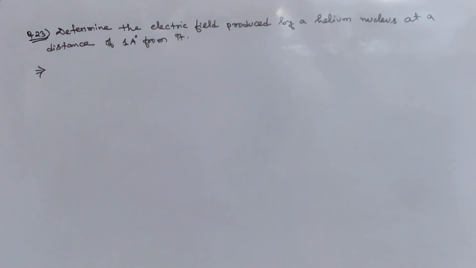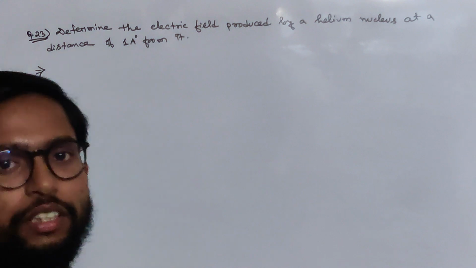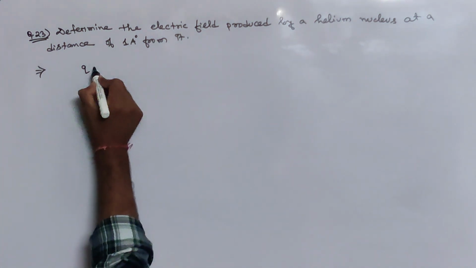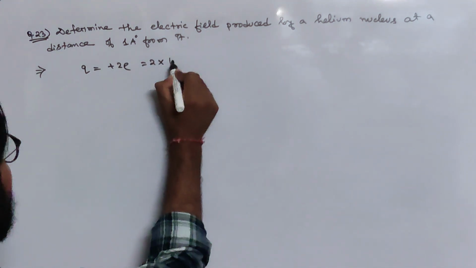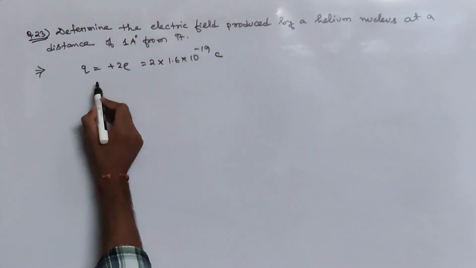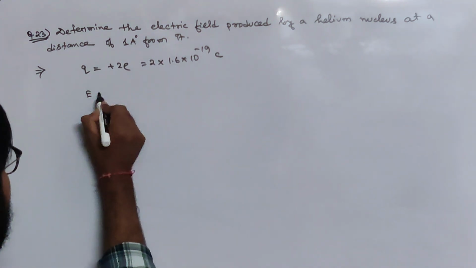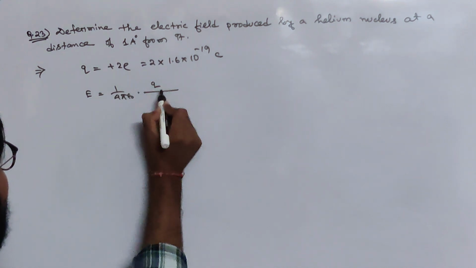So it is a very easy question. You know, in a helium nucleus there are two protons. If there are two protons, then the helium nucleus will have charge Q equal to plus 2e, which is 2 into 1.6 × 10^-19 coulomb. And if, due to the charge Q, you have to find the electric field at a distance of 1 angstrom, then it is very easy. You know, the electric field is 1 by 4 pi epsilon naught Q by R square.